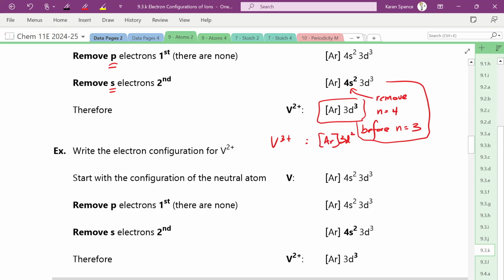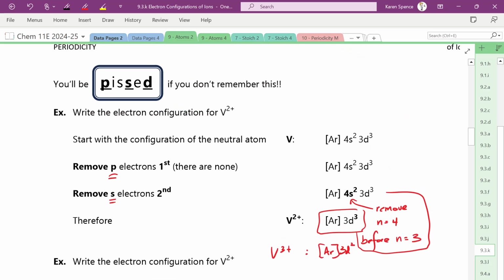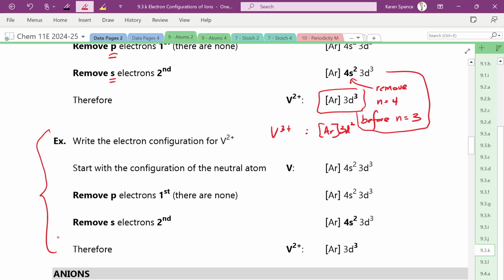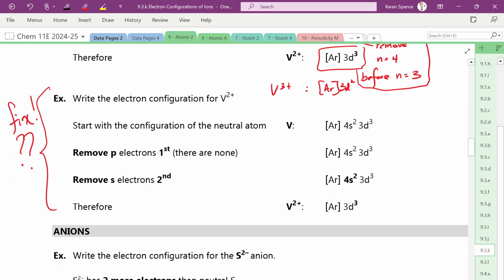Okay, I don't know why I have this twice. Obviously, I meant to replace it with another example and never did.